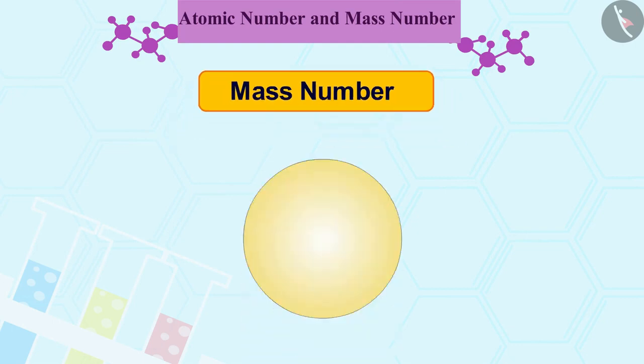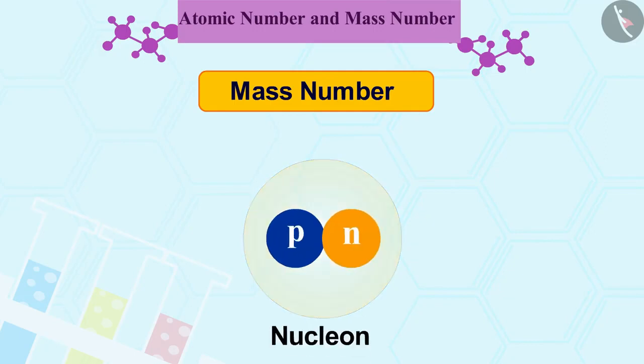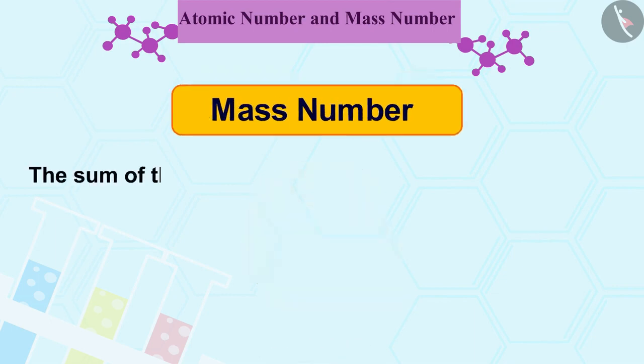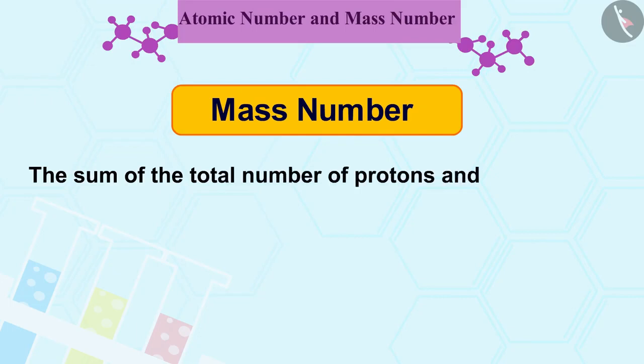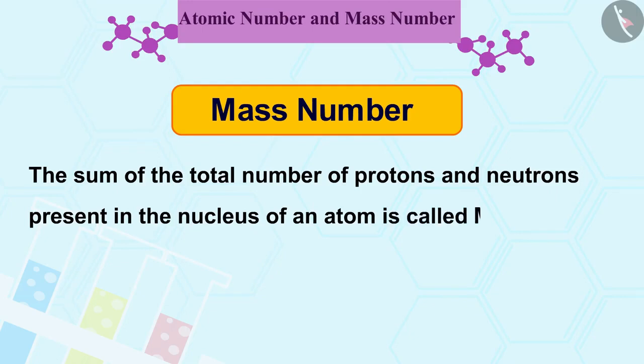Mass of an atom is practically due to the protons and neutrons which exist in the nucleus. These are present in the nucleus of an atom. Hence, protons and neutrons are also called nucleons. The sum of the total number of protons and neutrons present in the nucleus of an atom is called mass number.